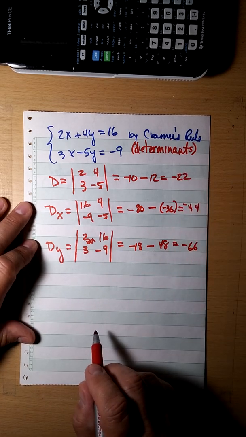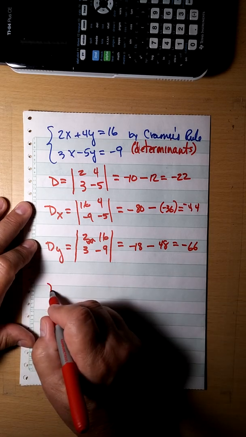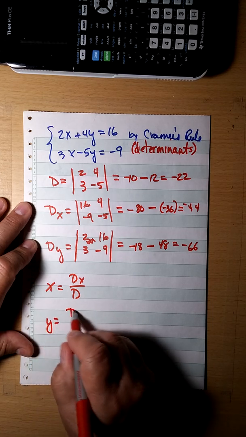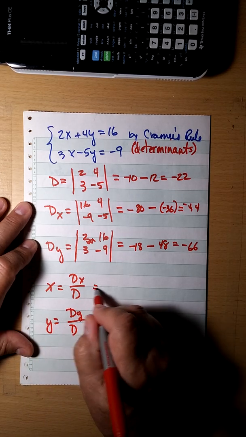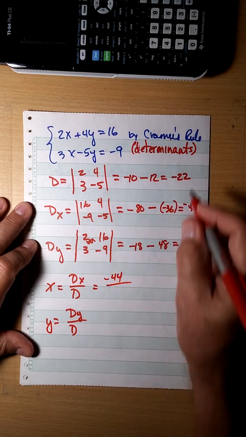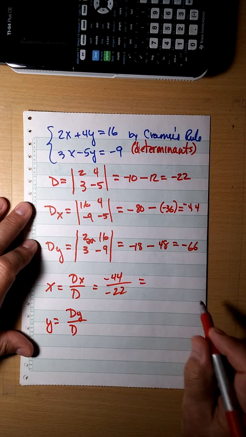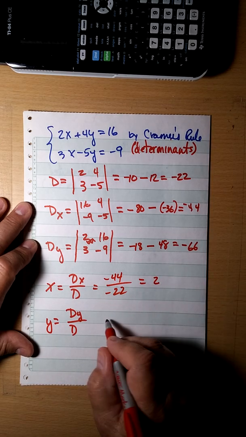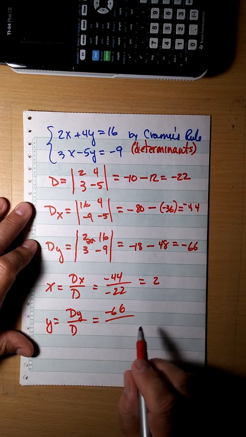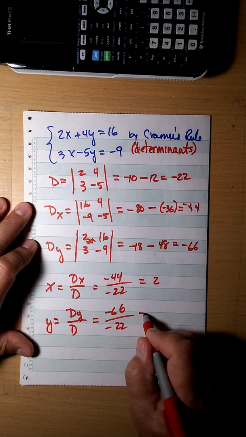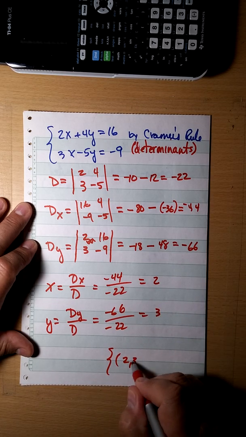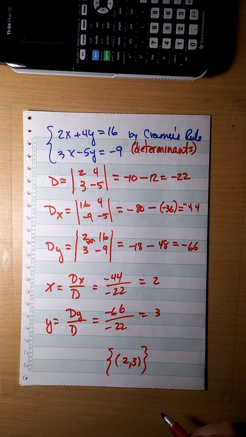All those numbers look familiar from the other ways we solved this, because x is equal to D sub x over D, and y is equal to D sub y over D. See, D sub x is negative 44. D is a negative 22. That reduces to 2. D sub y is a negative 66. D is a negative 22, which reduces to 3. And so this is the point, 2, 3, as a set in roster notation.